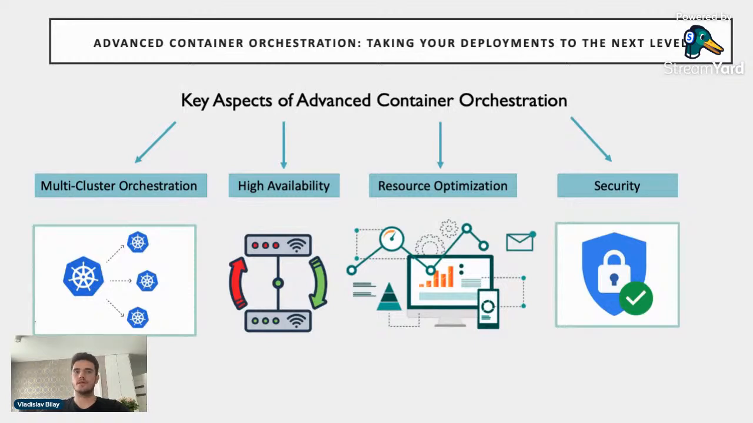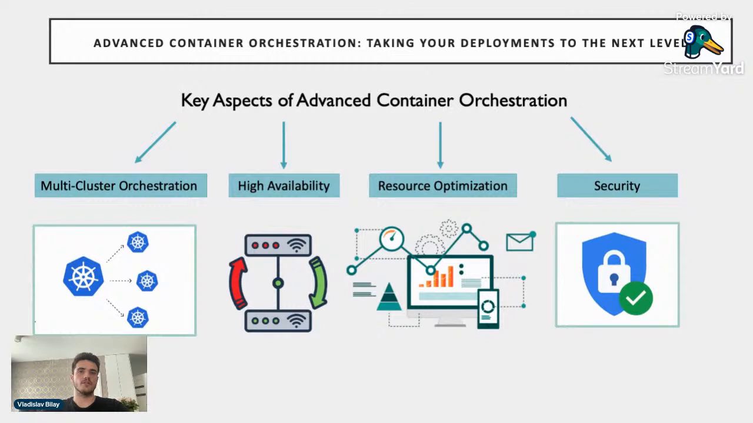The next one is high availability. Ensuring continuous availability is crucial for mission-critical applications. Advanced orchestration solutions incorporate strategies like multi-zone deployments, automatic failover, and cluster scaling to guarantee high availability.